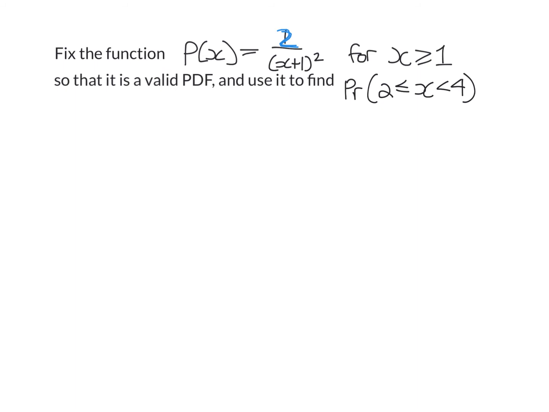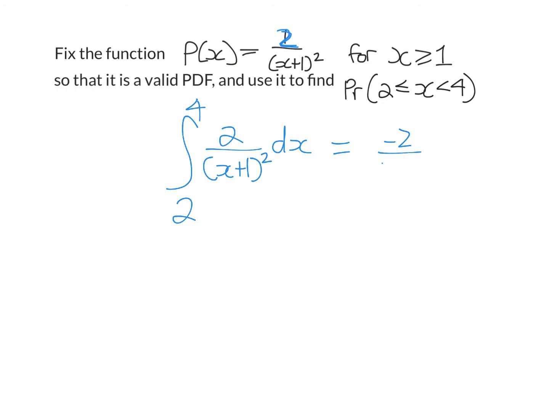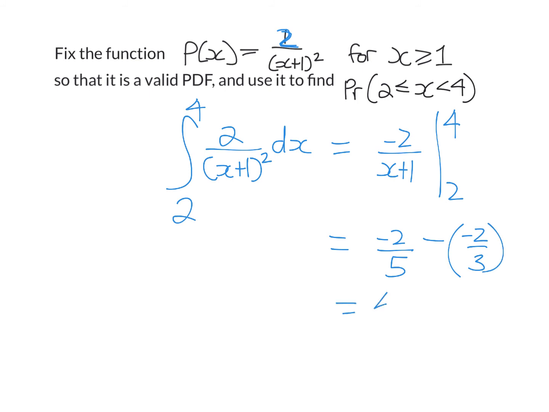So to find the probability x is between 2 and 4, all I do is integrate the probability density function between those two values, 2 and 4. This is very similar to what we just did. Remember, we figured out that the integral of 2 over x plus 1 squared will be negative 2 over x plus 1, and I'll evaluate between 2 and 4. So when x equals 4, I get minus 2 over 5. When x equals 2, I get negative 2 over 3. And so I end up with 4 over 15. Whenever you're asked for a probability, you should get an answer between 0 and 1, which I did.